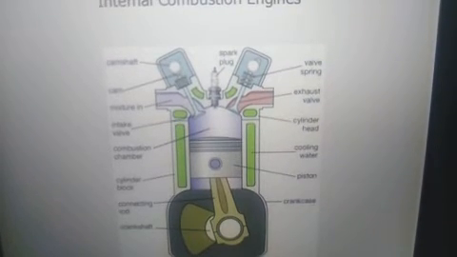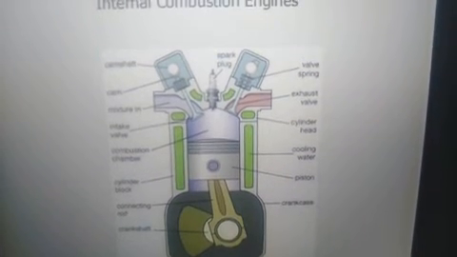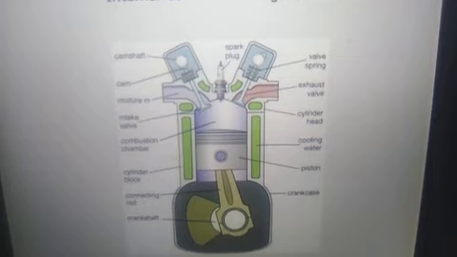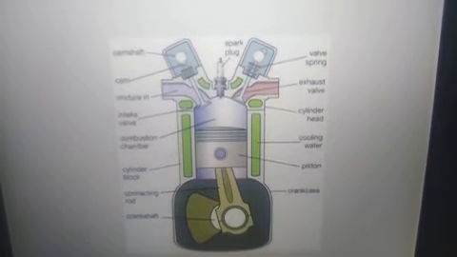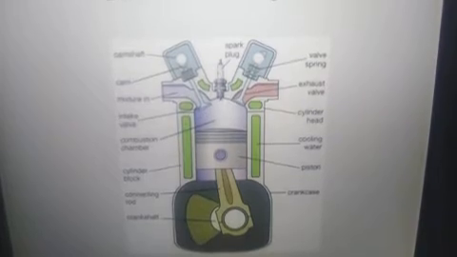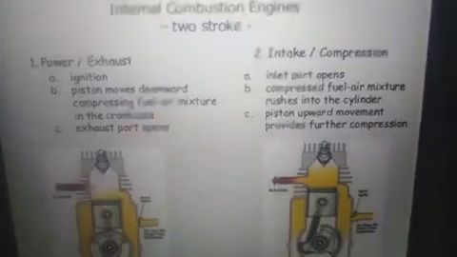Inlet valve, exhaust valve. Combustion chamber is nothing but the upper part of the piston in which actual combustion of the fuel takes place. Another cylinder block, connecting rod, crankcase, and crankshaft. These are the important parts of any type of IC engine.